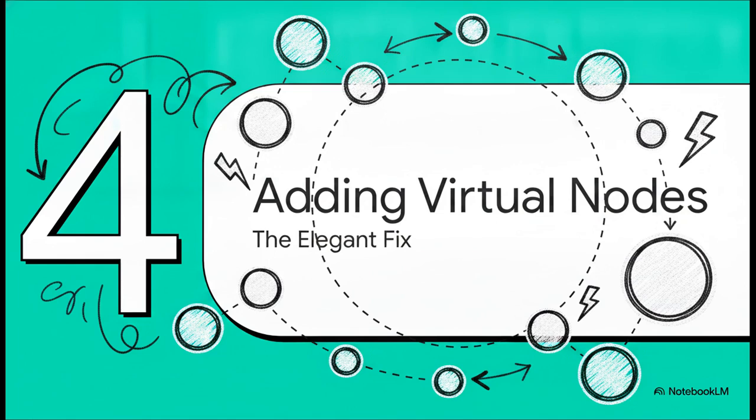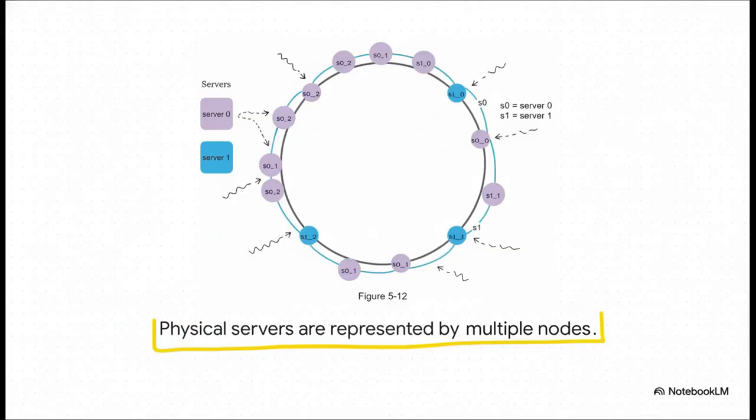Welcome to Section 4, Adding Virtual Nodes. This is the elegant engineering power-up that completely resolves these critical flaws. Here's the trick. Instead of mapping one physical server to one single point on the ring, we use virtual nodes, which are sometimes called replicas. Each real, physical server is represented by multiple virtual nodes scattered all around the hash ring. So instead of being just one dot, Server 0 is now represented by Server 0_0, Server 0_1, and Server 0_2. We've artificially multiplied our distribution points.